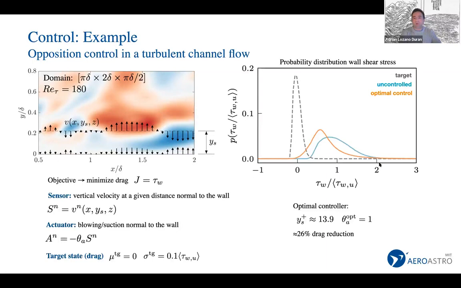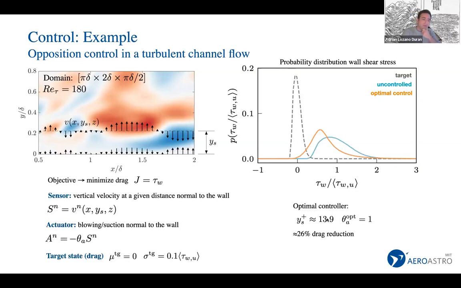We have the uncontrolled case, so this is the probability distribution of the stress at the wall. The uncontrolled case is this kind of cyan. Then we apply the optimal control and we were able to shift the drag to lower values. And the dash is this ideal state that we would like to have. We would like to have this PDF like 0 drag. Obviously, that's not possible, but the optimization is going to push our solution in that direction as much as possible.